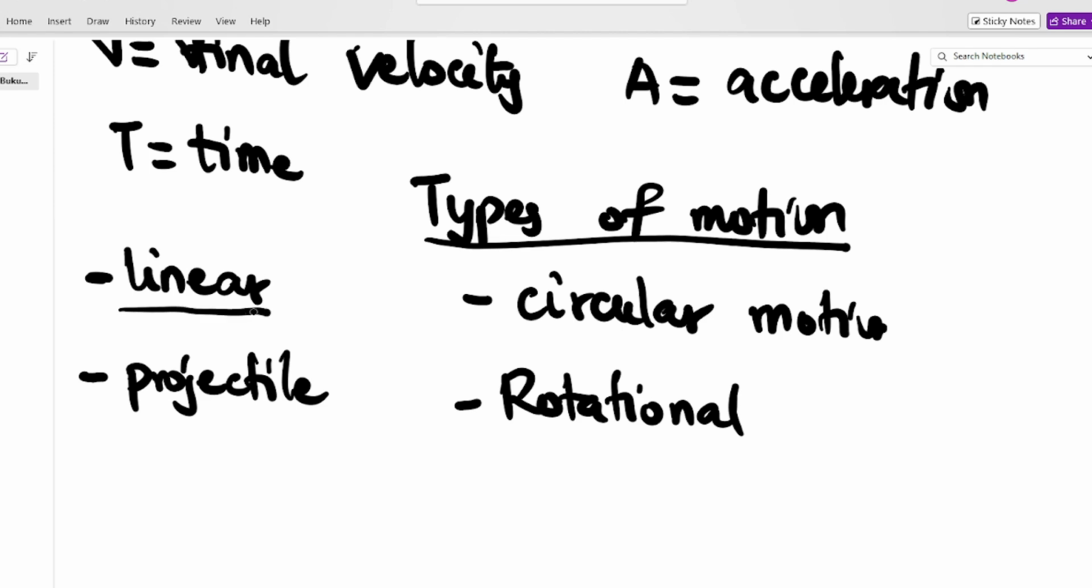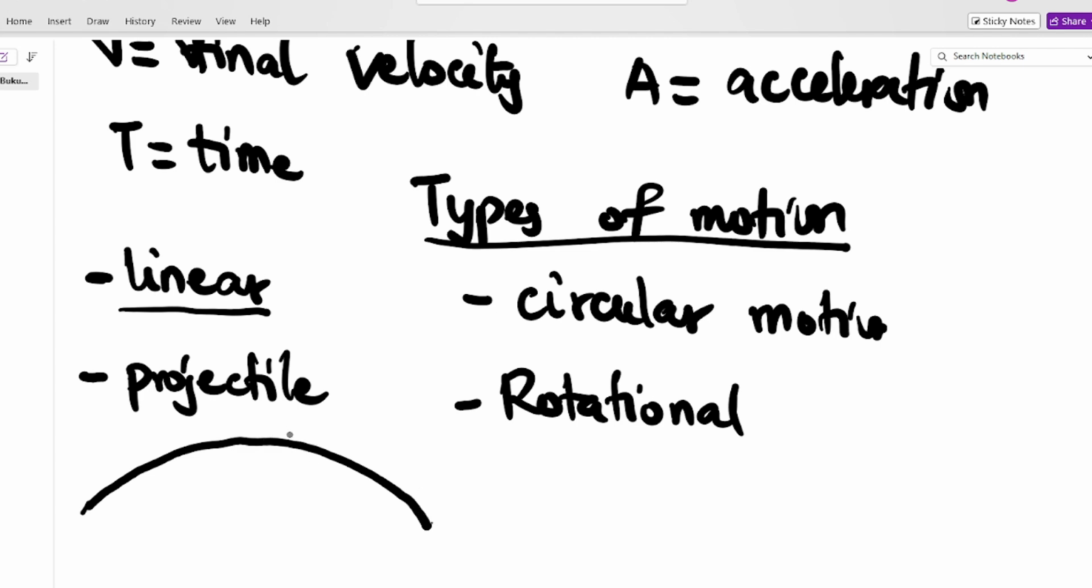Linear motion is motion that occurs on a linear path, like a line, a straight line. Circular motion occurs on a circular path. Projectile motion, I'll define that later, but if you throw something into the air, it will go and fall down. It's like you throw a stone: the stone goes up like this and then falls down like this. This is projectile motion, where you project the body at an angle and it moves under the influence of gravity and falls down.